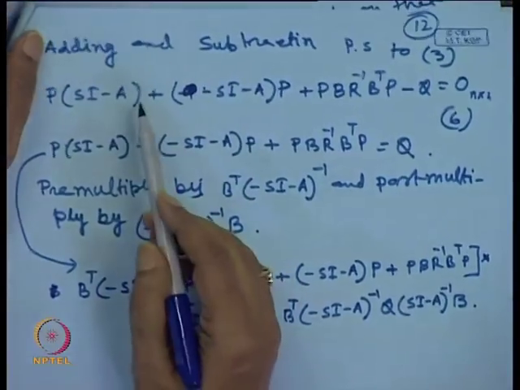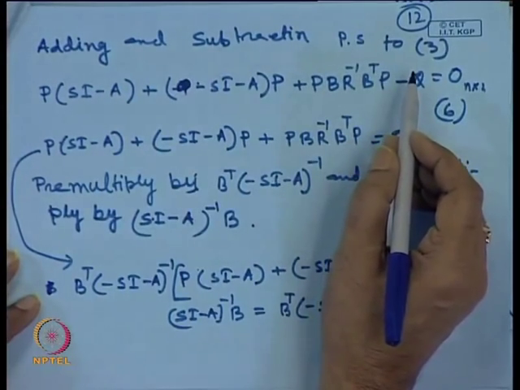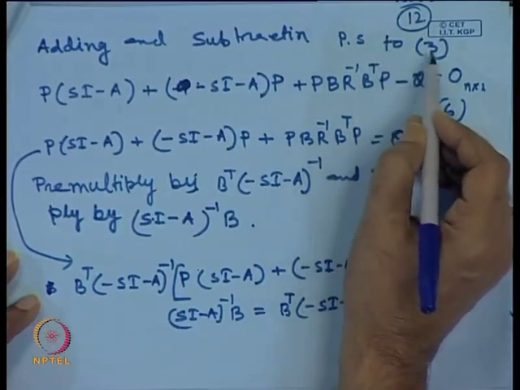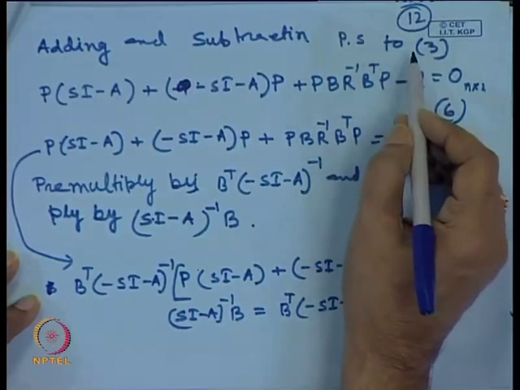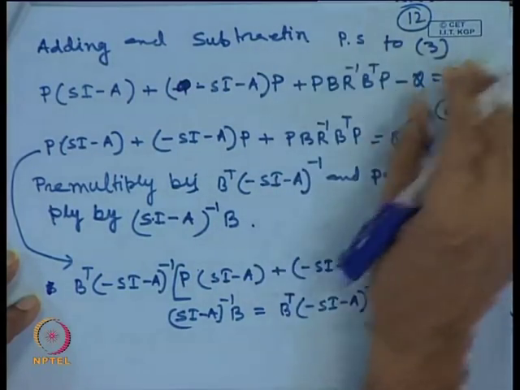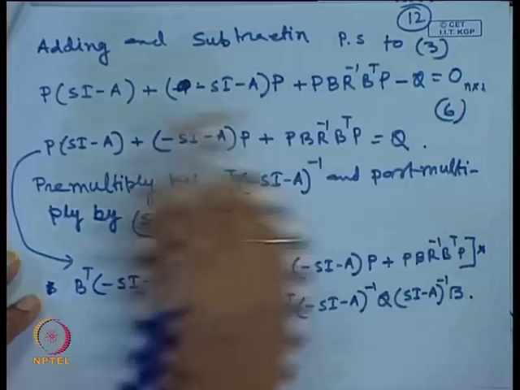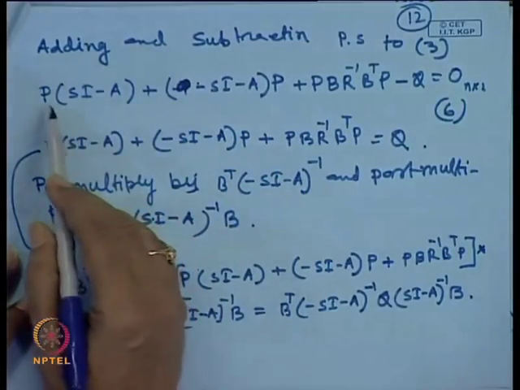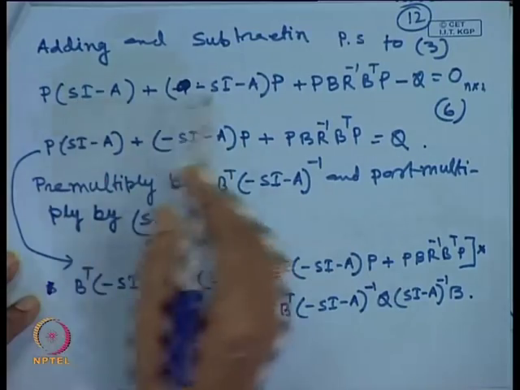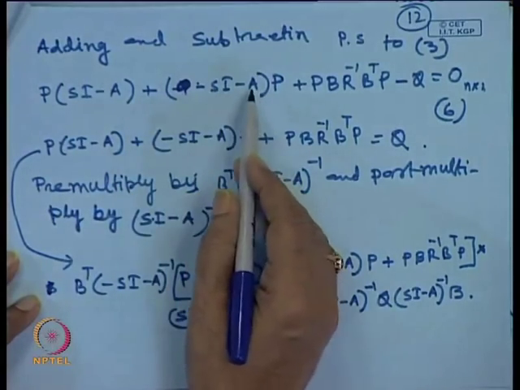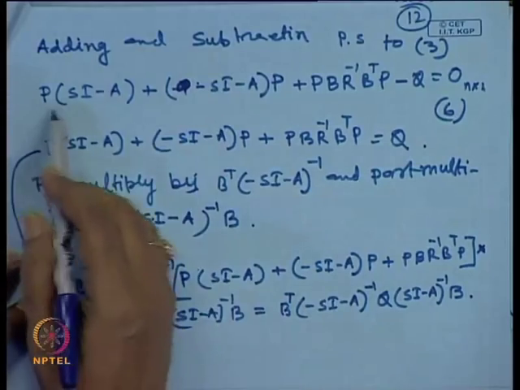So, last class we were discussing the frequency domain representation of LQR control systems. Recall that our basic algebraic Riccati equation, which is referred to as equation number 3 in our earlier lectures, we added a P S term and subtracted it. If you add and subtract, then this is P S I minus P S A P, so that cancels.